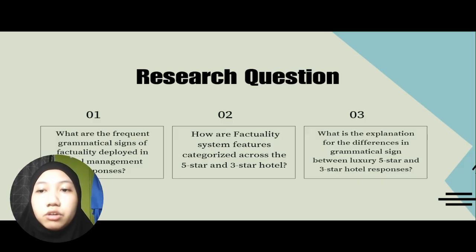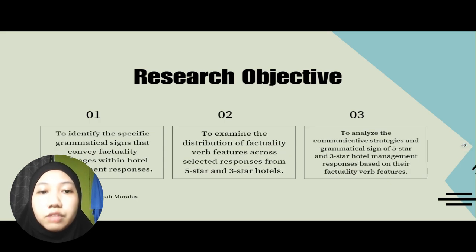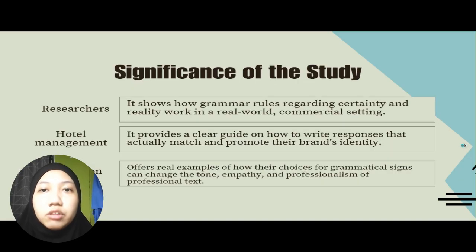The objectives of this study are to identify the specific grammatical signs that form factuality messages, to examine the distribution of factuality verb features across five-star and three-star hotels, and to analyze the communicative strategies and grammatical signs of these hotel managements. This study is significant for researchers and hotel management, and also for education, for teachers and students.